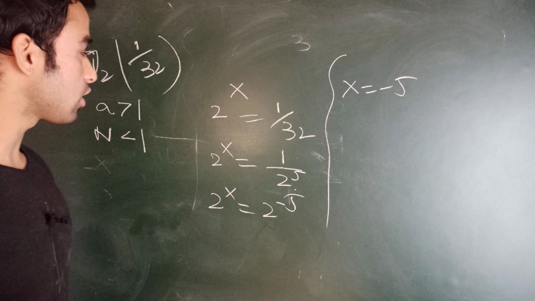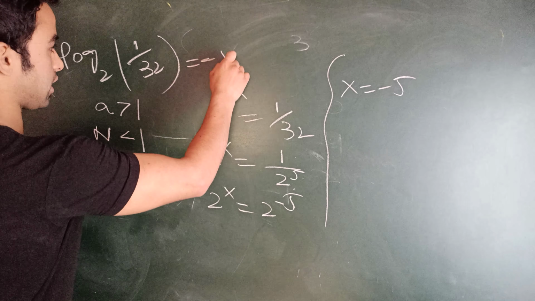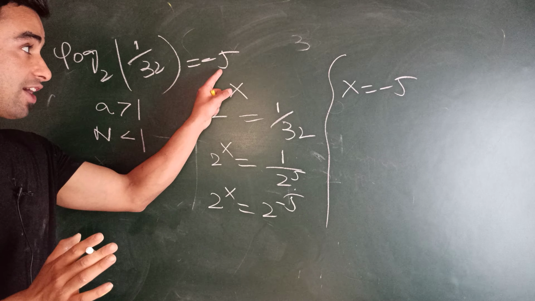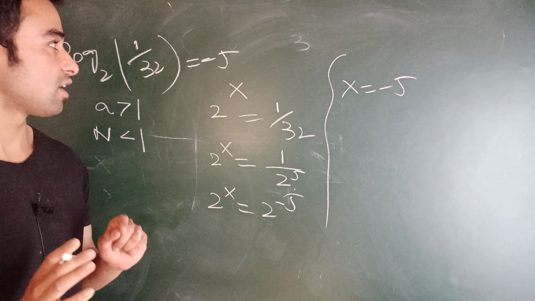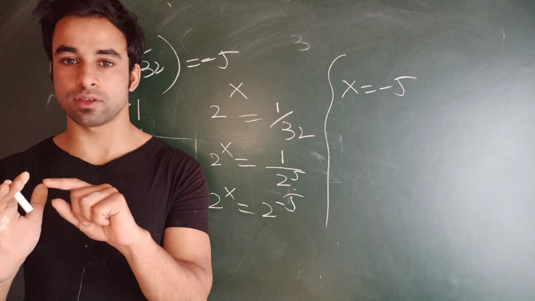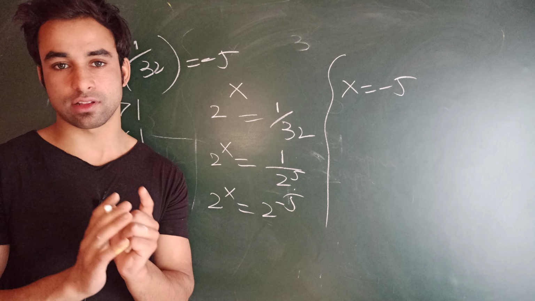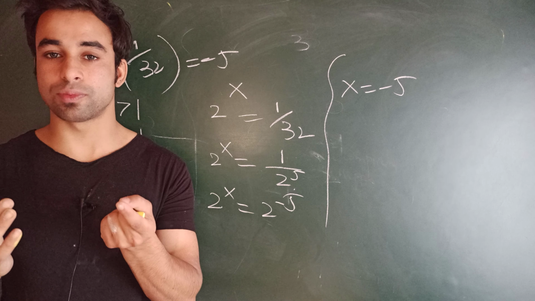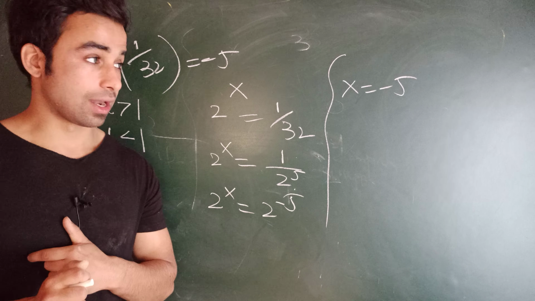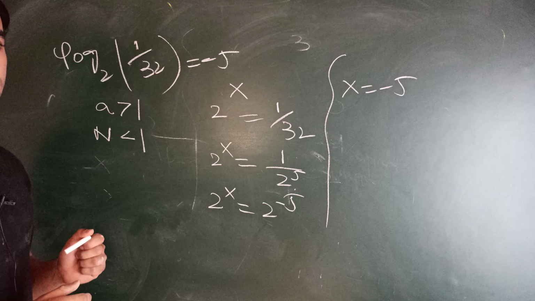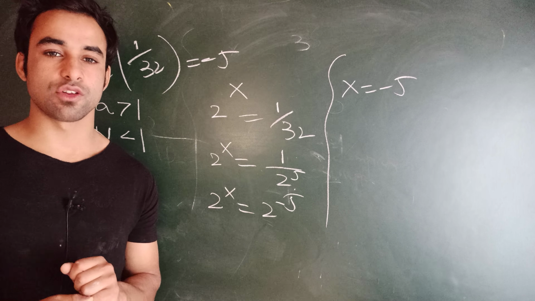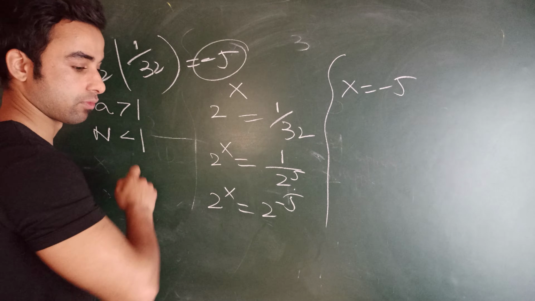Now the important conclusion that you should know here is this. You can see that the base and the argument are on the opposite sides of unity, and the value came out to be negative. The conclusion is, if the base and the inner thing are both on the same side of unity, whether both greater than 1 or both lesser than 1, then the value of the log will be a positive number. If the base and the argument are on the opposite sides of unity, the value that comes out will be a negative number.